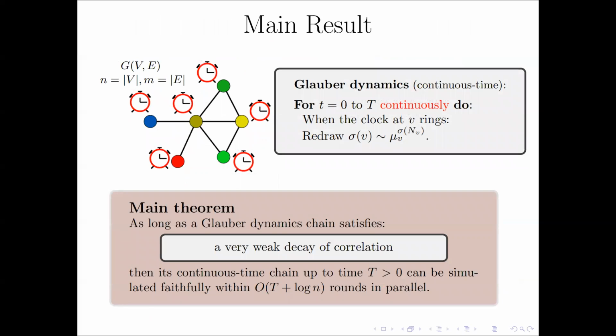We give a simple parallel algorithm that can faithfully simulate Glauber dynamics. Here is our main theorem. As long as a Glauber dynamics chain satisfies a very weak decay of correlation, then its continuous time chain up to time t can be simulated faithfully within O(t + log n) rounds in parallel. We are going to explain what is a very weak decay of correlation next.